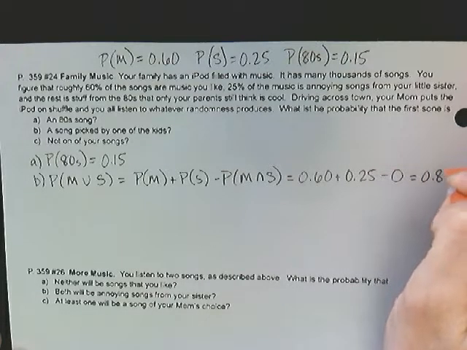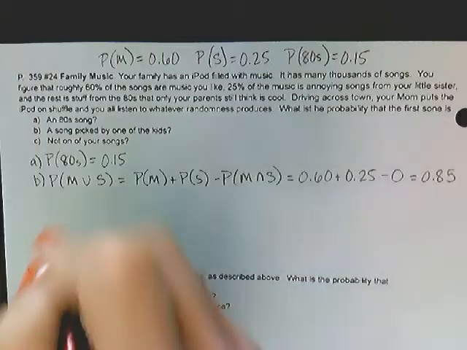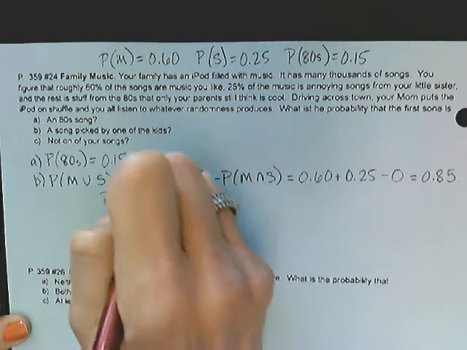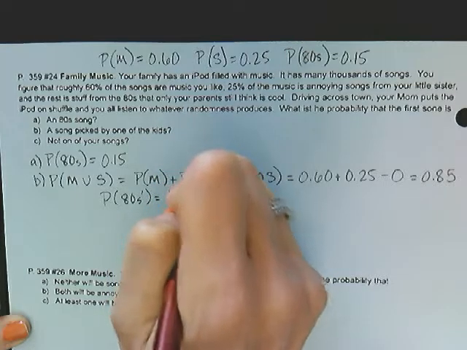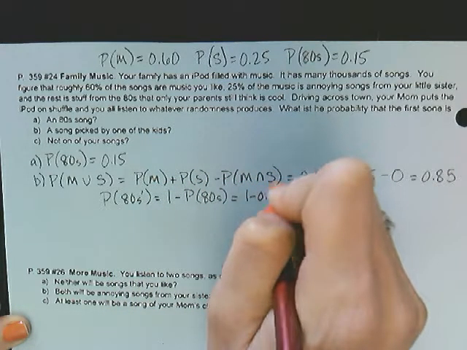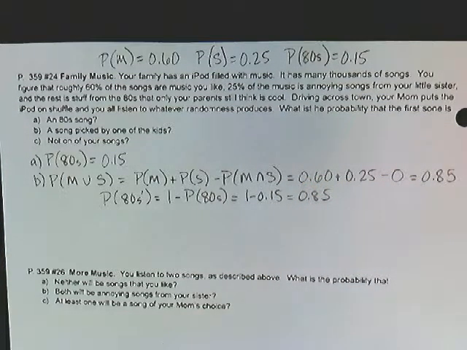So what do I get here? 0.85. Could you have calculated this a different way? Could you have said not 80s songs? Yeah, you could have. I could have said this is the same as the probability of not 80s, which is equal to 1 minus the probability of 80s, which is 1 minus 0.15, which is the same 0.85. With probability, sometimes there's some flexibility with being able to get the answer that you need.